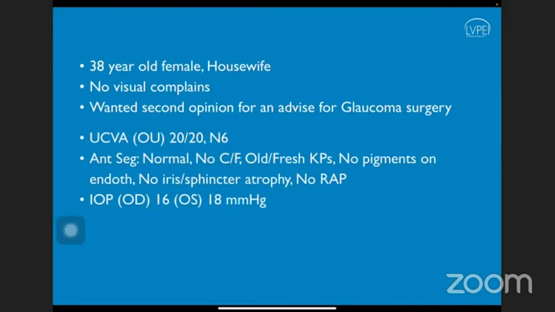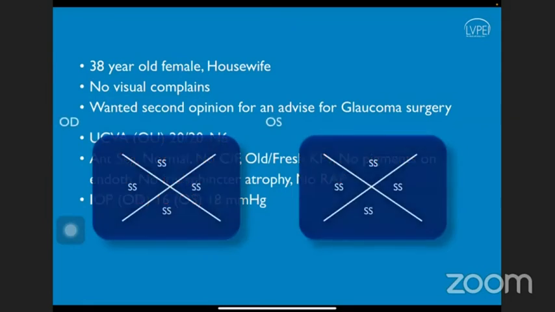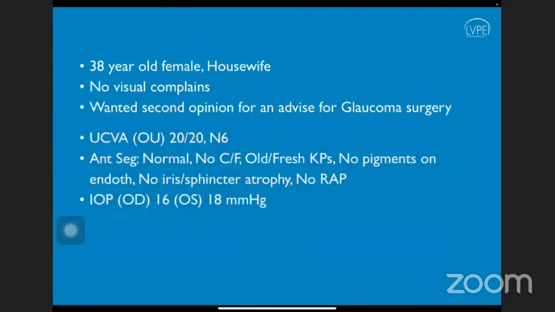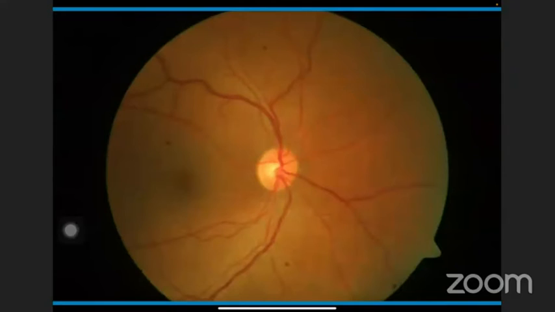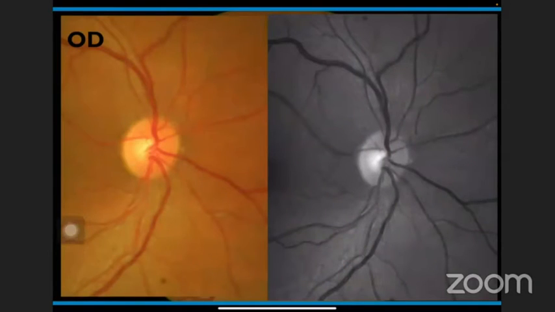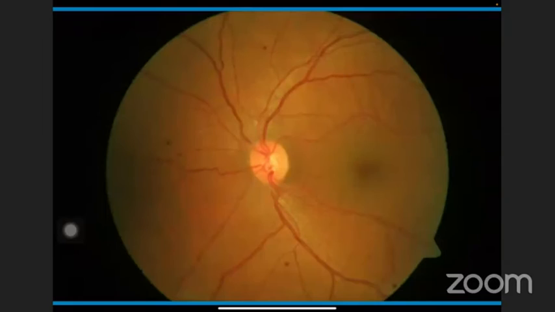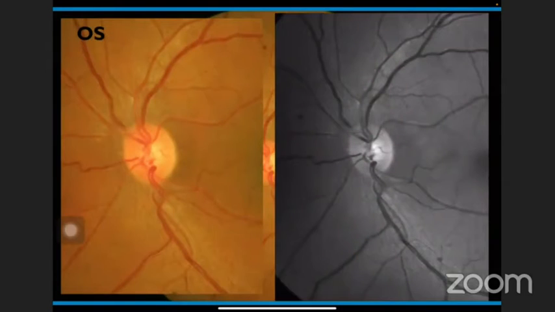20/20 N6 in both eyes, anterior chamber completely normal, intraocular pressure 16 and 18, open angles, and on maximal therapy with 4 glaucoma medications. This was from an age where you didn't have the other drugs. And this is what the disc looks like. The right eye disc on the red-free and the colored image, the left eye disc similarly on the red-free and colored image, and we can quite easily see that the discs are healthy.